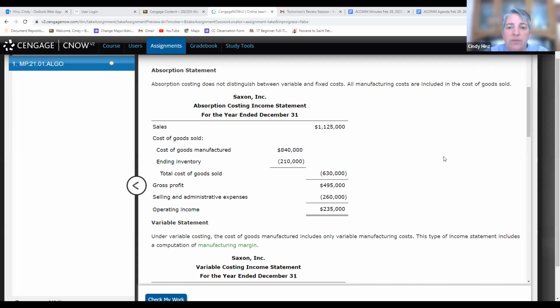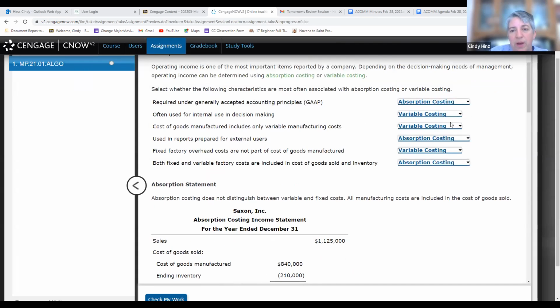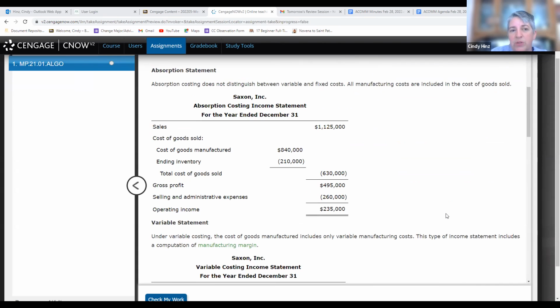Okay, so we're shifting from exercise 5 from chapter 22 back to the chapter 21 problem. In this problem, there's some multiple choice, which of these applies to variable versus absorption costing. You should be able to do those on your own or even look up those answers in the textbook because those are fairly straightforward based on what we've already discussed.